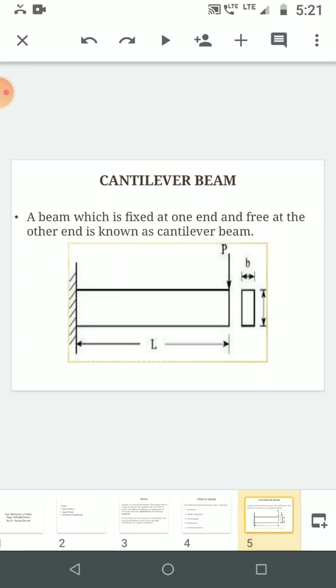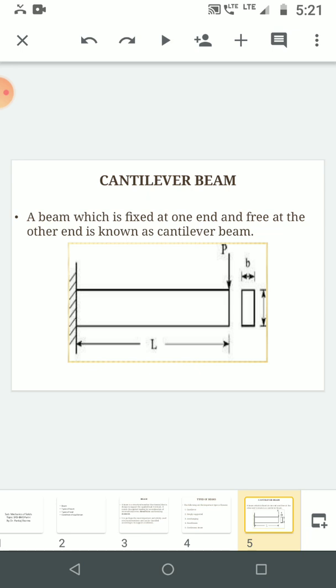First, look at this figure. It is simply a cantilever beam. The left hand side is fixed and the right hand side is free. The load acts at its free end. The length of the beam is L and the cross section is width B and height H. It is known as a cantilever beam.